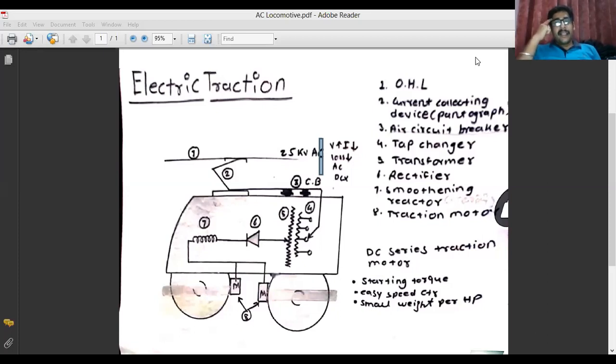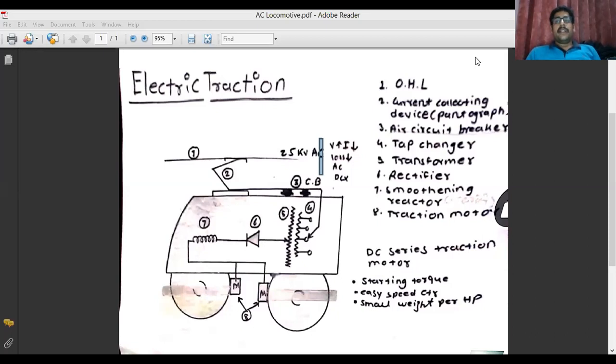Now, after this, the output of the smoothing reactor is purely DC, moreover step-down DC. Now this output will be given to the motors that are installed near the wheels of this traction system. Basically it is given to the DC motor, and this DC motor is directly coupled with the wheels of the locomotive, and hence once this DC motor starts rotating, the wheels of the locomotive will also start rotating in a direction. In this manner electric traction is possible, and the locomotive can move in a particular direction.